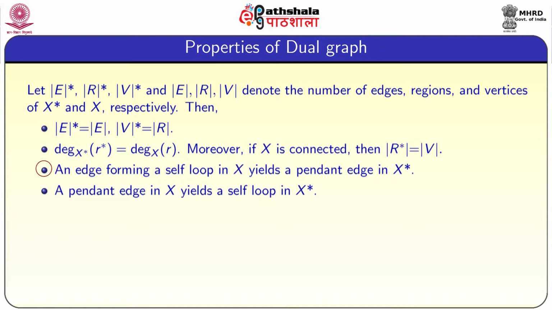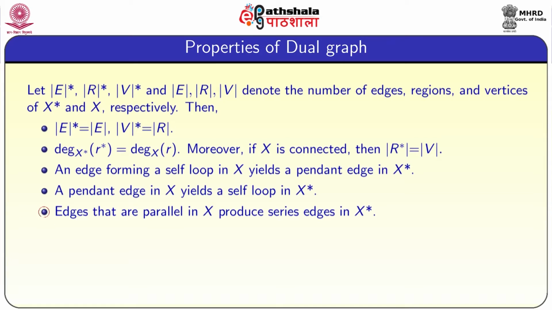An edge forming a self loop in X yields a pendant edge in X star. Pendant edge in X yields a self loop in X star. Edges that are parallel in X produce series edges in X star.